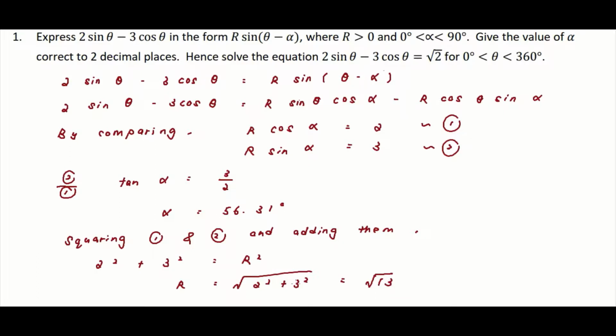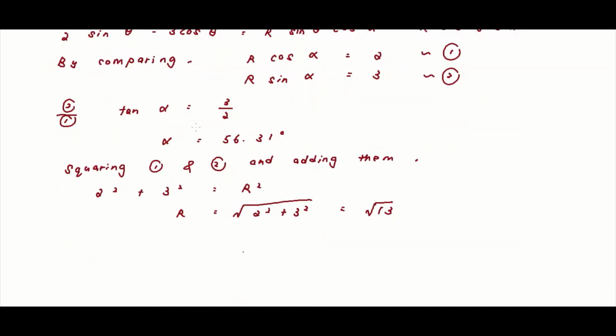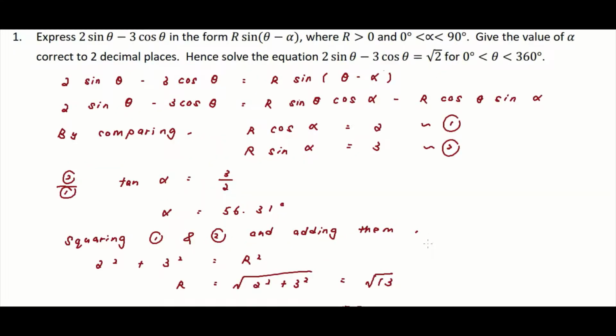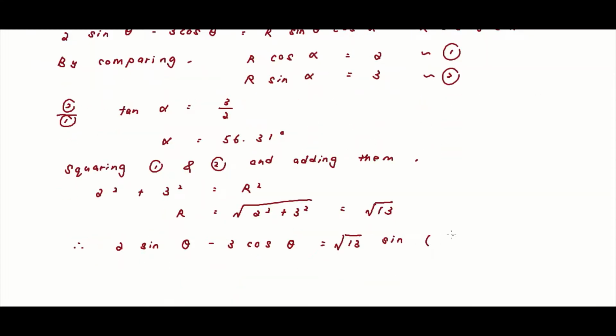Okay, so you can straight away write down your answer here, which means 2 sine theta minus 3 cos theta will equal your r, which is square root 13, then sine in your bracket, theta minus your alpha, which is 56.31. Okay, so just like that. You do not need to memorize the formula. You just apply the technique that you have learned just now.